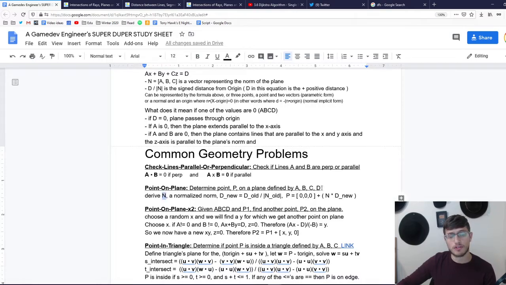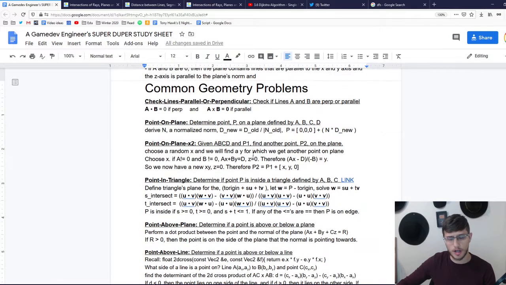And then, as you recall before, d is the distance, when you have the normalized norm, from the origin to a point on the plane. So basically what we're going to do is draw a vector from the origin to a point on the plane, and that point is going to be our point on the plane. So how do you do that? Well, basically, you're going to say the point is equal to the origin plus n multiplied by d.